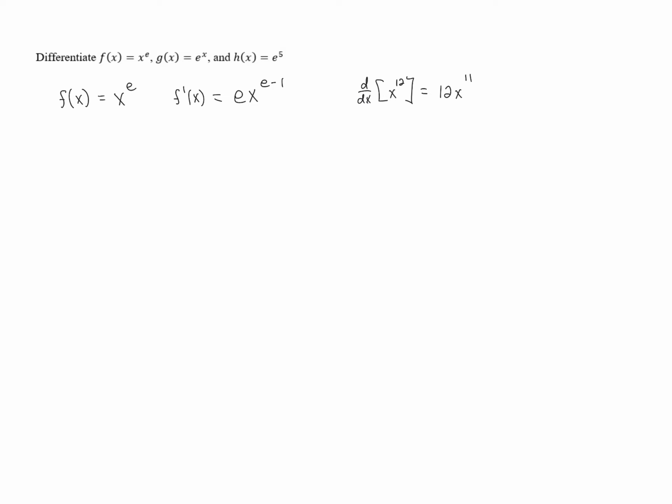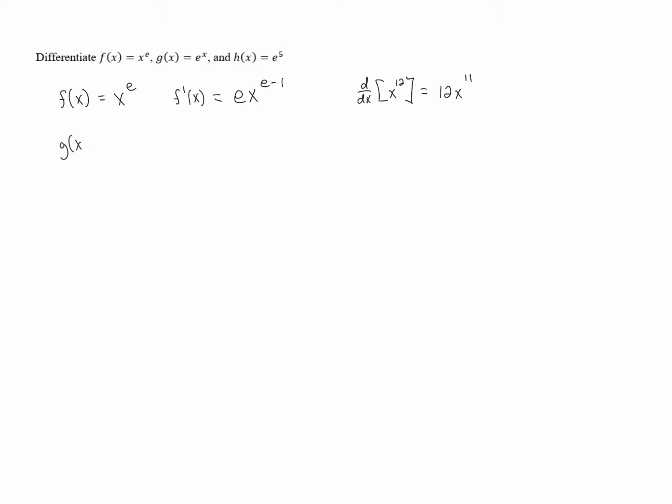And even though this looks a little bit more complicated, the same thing is happening. We have x to a power, x to the e. Again, the power goes out front, and then the new exponent is decreased by 1. So that is the first one. Let's take a look at the second one.